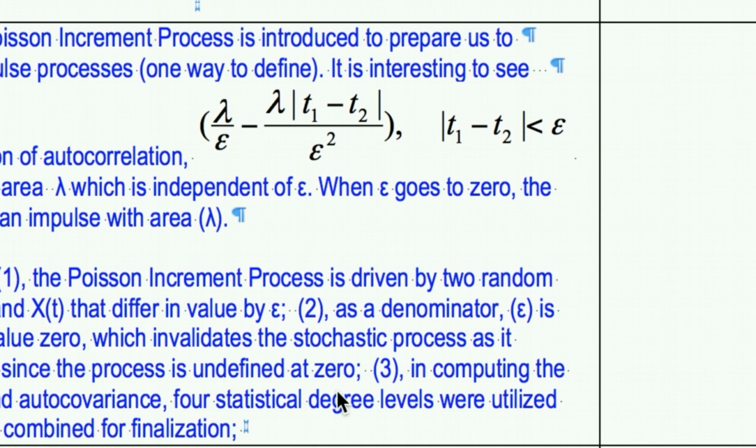Number 3, in computing the autocorrelation and autocovariance, 4 statistical degree levels were utilized and subsequently combined for finalization. And that is the end of problem 1, section 2.